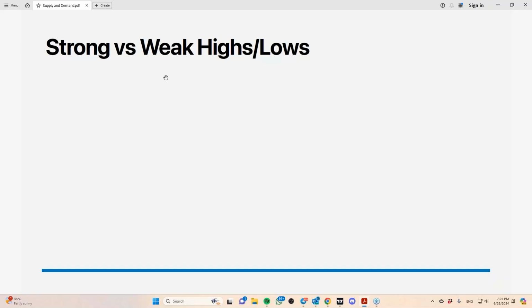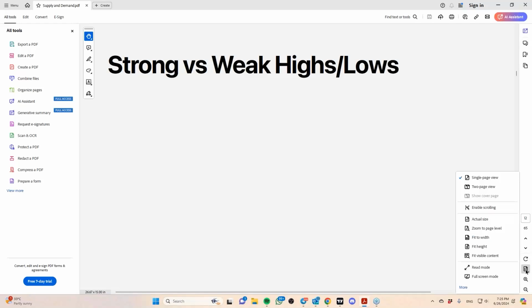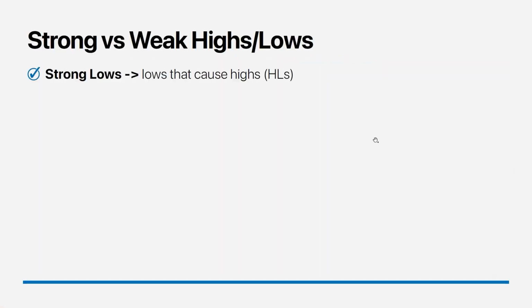Okay. So now once we understand all those principles that I just covered, the next thing to know is what I mean by strong and weak points, right? So the whole idea of swing high and swing low, we have what we call strong lows, strong highs, weak lows, weak highs.